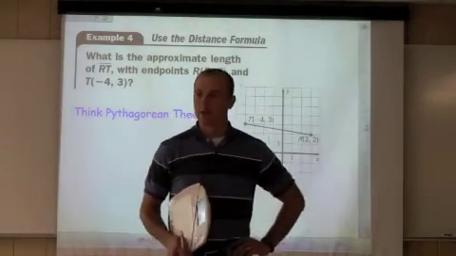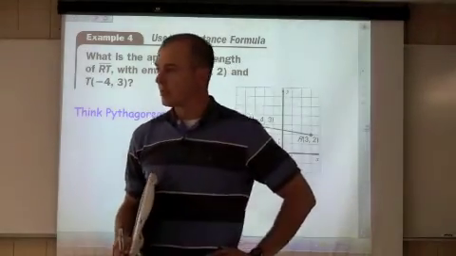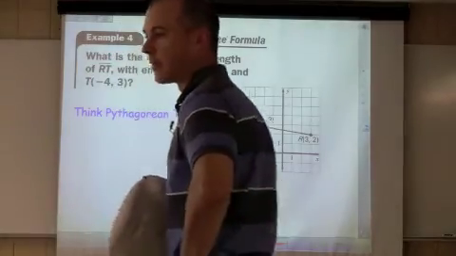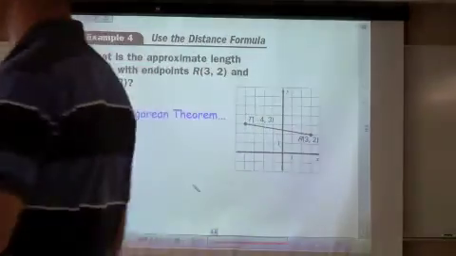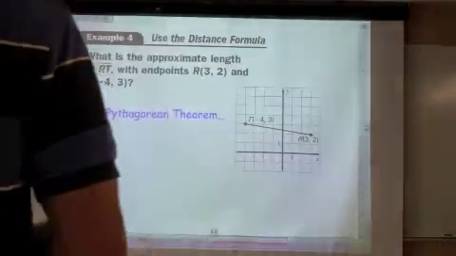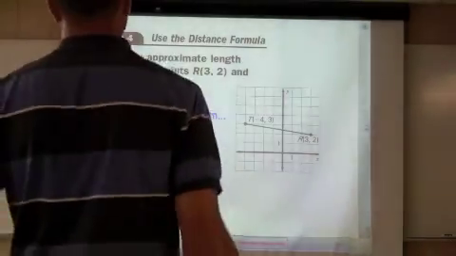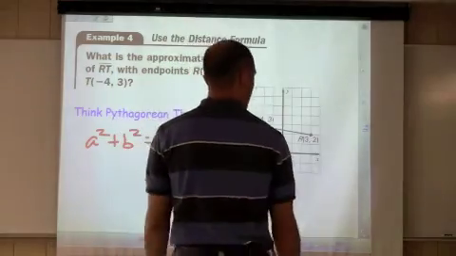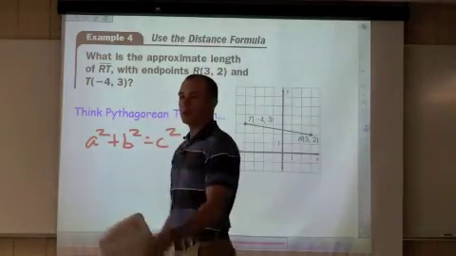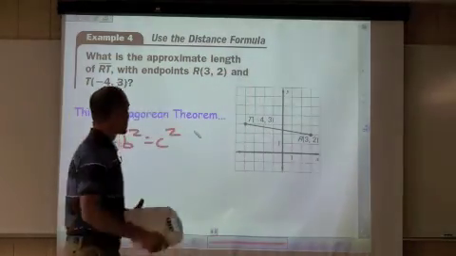What is that Pythagorean theorem? Probably say it before you even fall asleep at night. You'll never forget it. Farley, what is it? A squared plus B squared equals C squared. The sum of the squares of the legs in a right triangle is equal to the square of the hypotenuse. Or a lot easier, A squared plus B squared equals C squared.